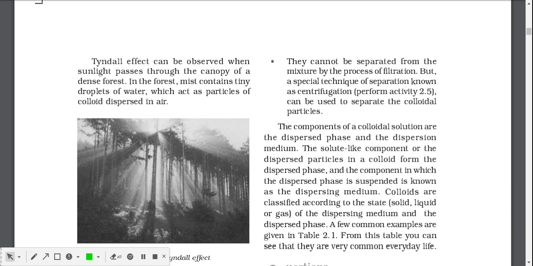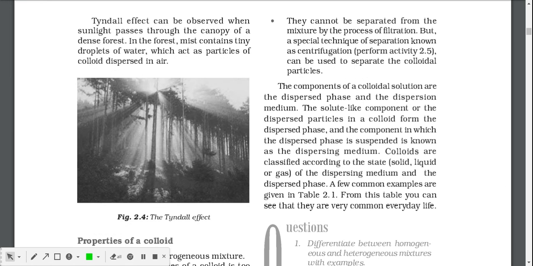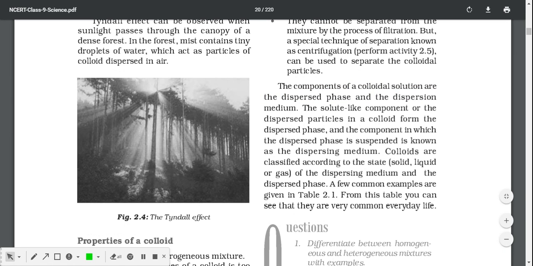We are going to discuss it from the NCERT because in NCERT it's quite good, and it's written in quite easy language. So the components of a colloid are the dispersed phase and the dispersing medium. The solute-like component or the dispersed particles in a colloid form the dispersed phase, and the component in which the dispersed phase is suspended is known as the dispersing medium. This is basically the definition. You can learn it from here.